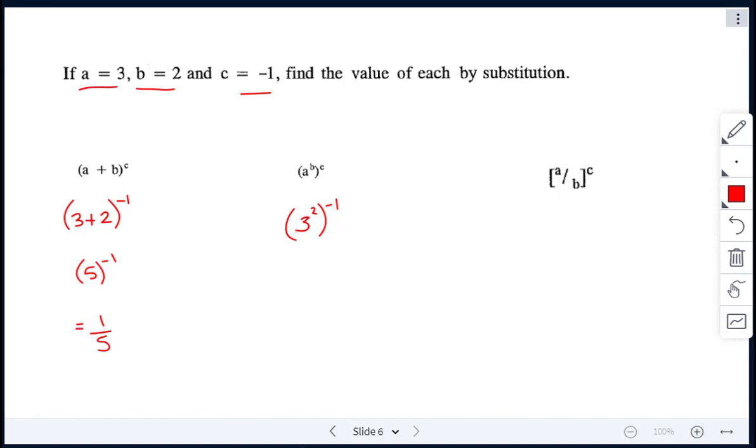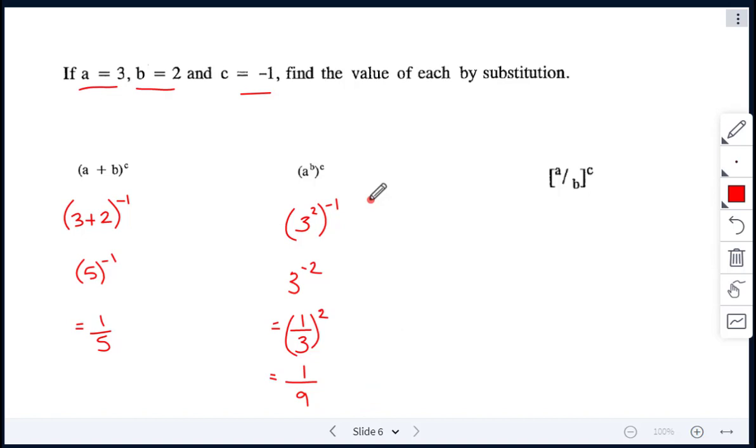All right, so for our second one, I've already completed the substitution. So what you can do here is you can apply the power of a power law right away. So that becomes 3 to the power of 2 times -1, which is -2. All right, that's going to make us take the reciprocal of the base, which becomes 1 over 3 to the power of 2, which becomes 1 over 9.